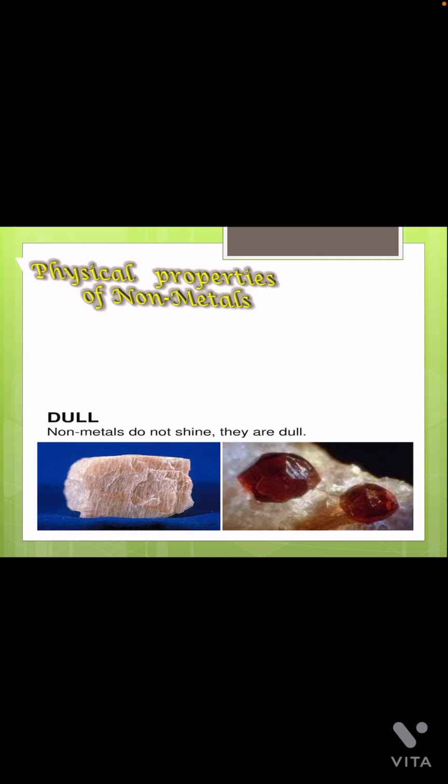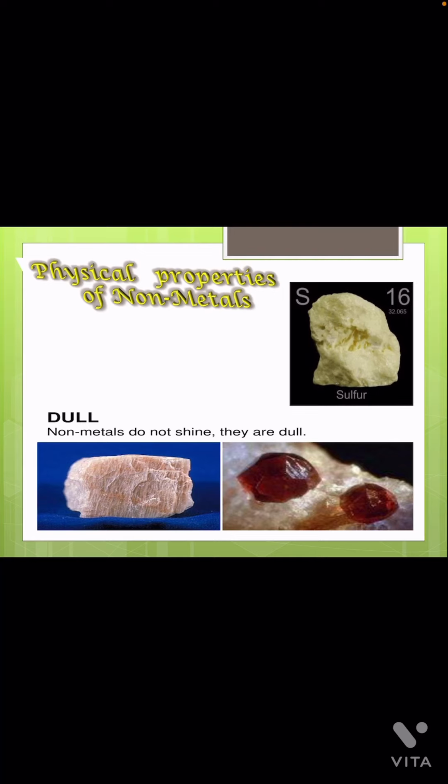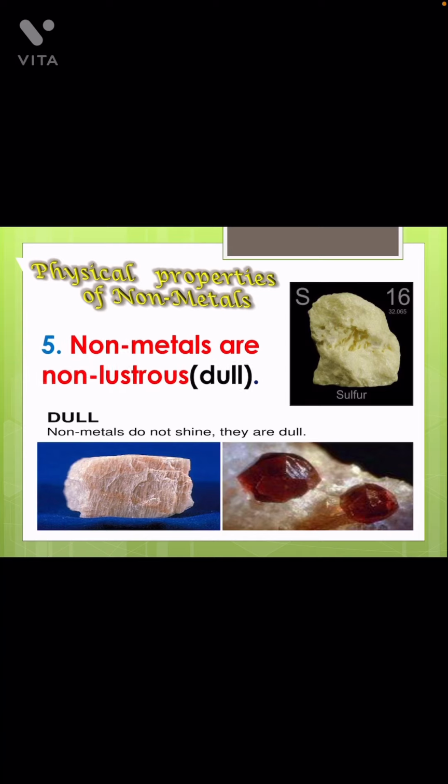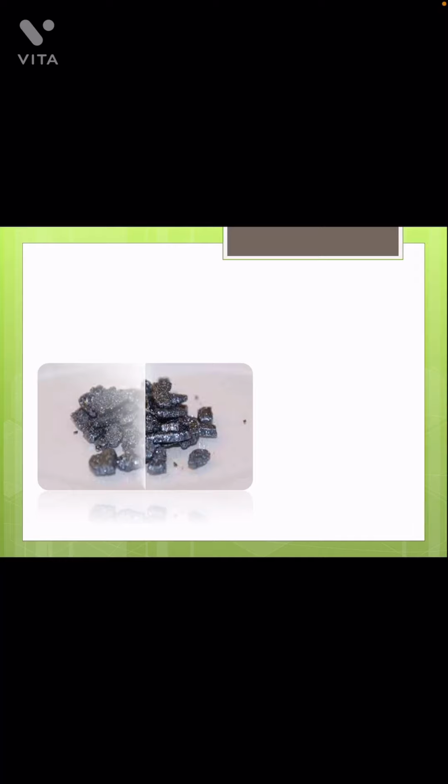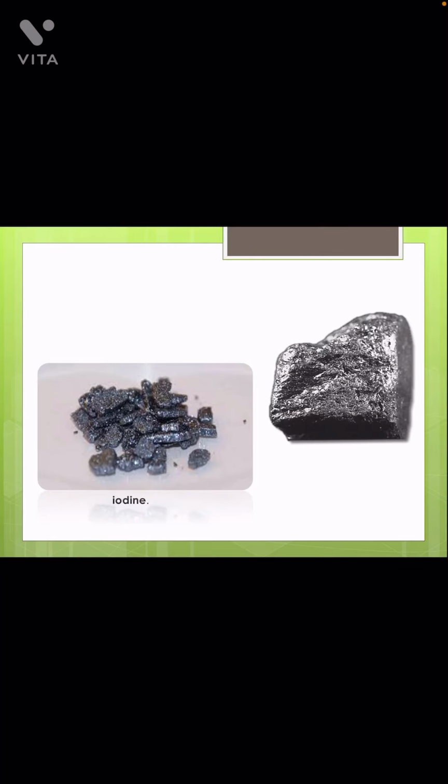Non-metals do not shine, they are dull. So we can say that non-metals are non-lustrous. Two non-metals are exceptions to this, that are graphite and iodine.